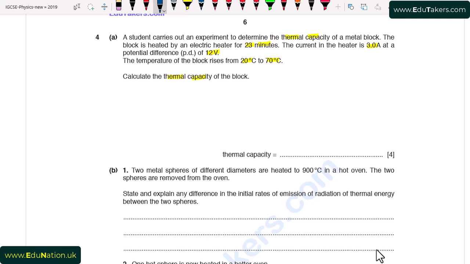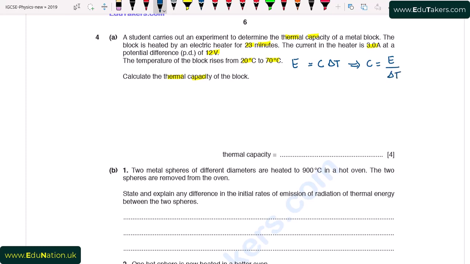So here we have to calculate the thermal capacity of the block. Temperature change is given and also current, potential difference and time are given. So using the formula that energy is equal to C, that is thermal capacity, times delta T, that is change in temperature. So energy is the product of thermal capacity and change in temperature. Here we have to calculate the value of C. It will be equal to E over delta T.